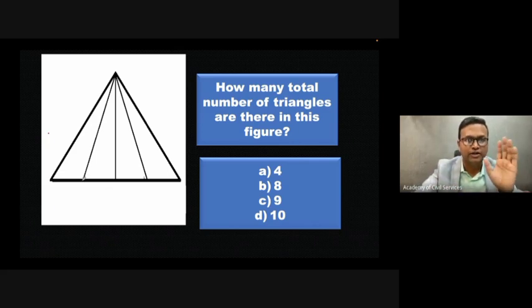Then what is a shortcut? An easy shortcut way for solving this question is, see, first when you look at the first look, how many triangles you are able to see?